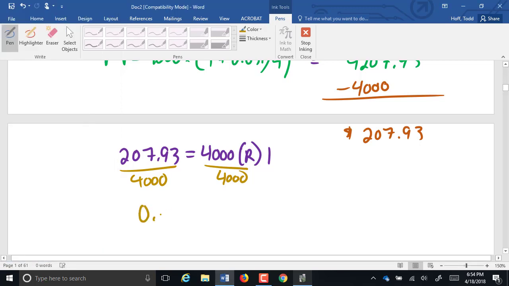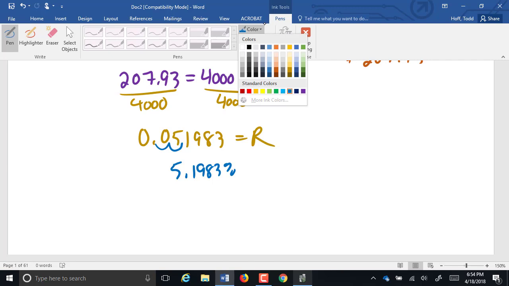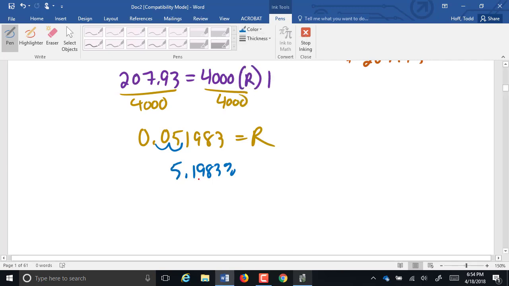0.051983. Move that decimal point 2 spots to make a percent. 5.1983%. Round it to the 100th of a percent. That is 5.20% is our effective rate.